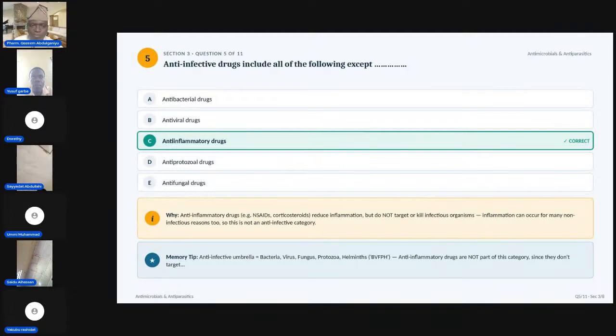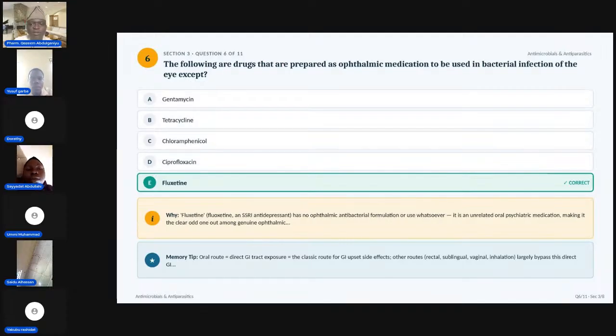That's a simple answer. The following are drugs that are prepared as ophthalmic medication to be used in bacterial infection of the eye, except. So this fluoxetine, is that your antidepressant that we're talking about? Fluoxetine. The other ones you have seen: ciprofloxacin eye drop, chloramphenicol eye drop, tetracycline eye drop, gentamicin eye drop, but no fluoxetine. Fluoxetine is not an antibacterial itself. As a matter of fact, it is an antidepressant, so it's used for depression. I don't know if it makes sense to us.